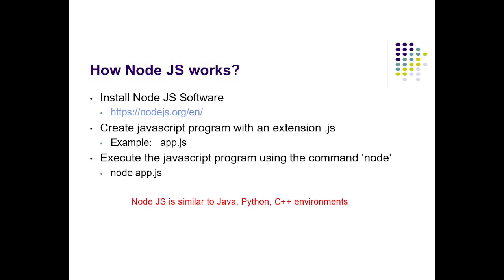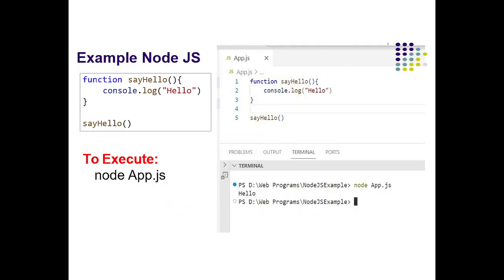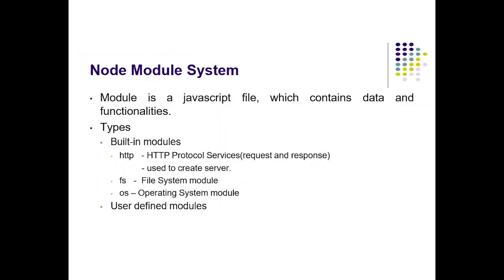Node.js is similar to Java, Python and C++ environments. Here is an example of Node.js. A function is created, let's say hello, with console log as output, hello, and the say hello method is called. To execute this, as you can see, the Node.js app is created as a JS file. Below in the terminal, to execute this, we are going to use node app.js.